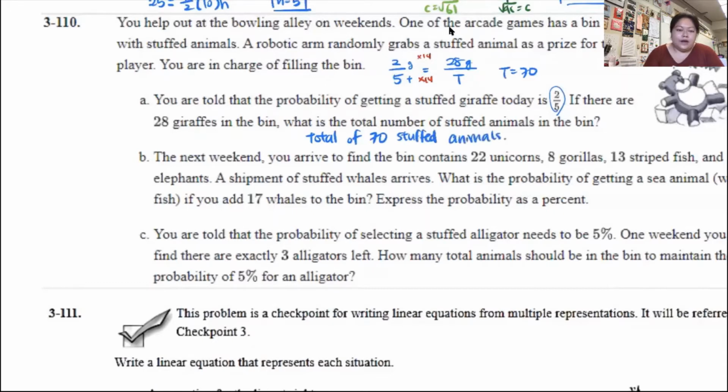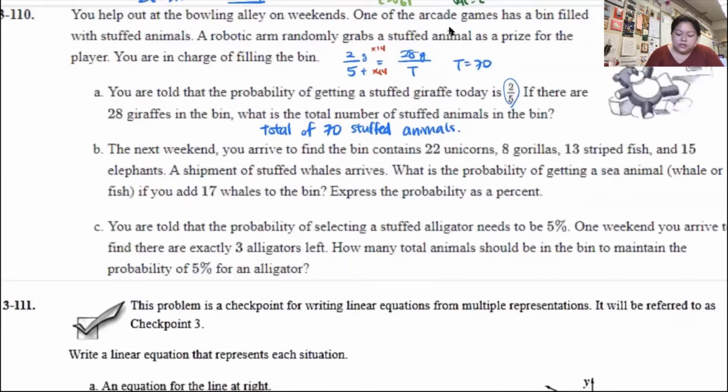Okay. The next weekend you arrive to find a bin containing 22 unicorns, 8 gorillas, 13 striped fish, and 15 elephants. A shipment of stuffed whales arrives. What is the probability of getting a sea animal, whale or fish, if you add 17 whales to that bin? Express the probability as a percent. First thing you want to figure out is how many total animals we have. So 22 and 8, that's 30. And then plus 13 plus 15 plus 17. I have a total of 75.